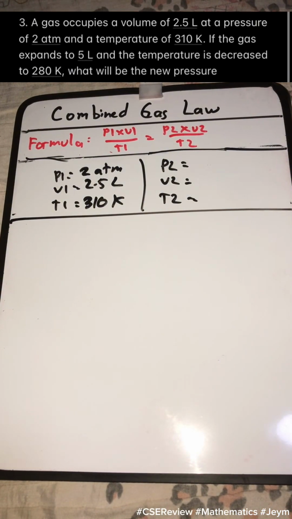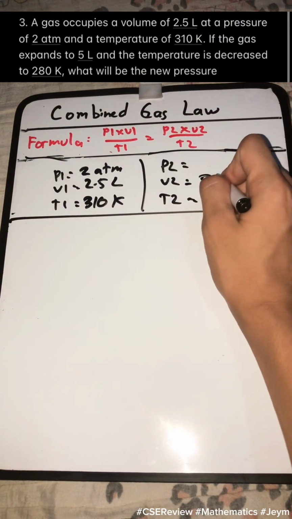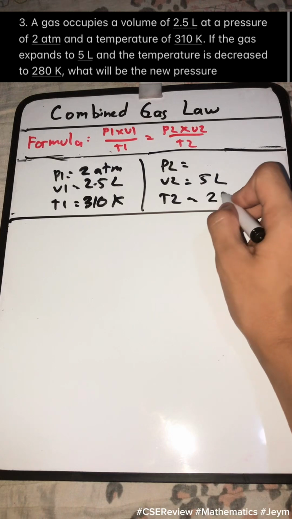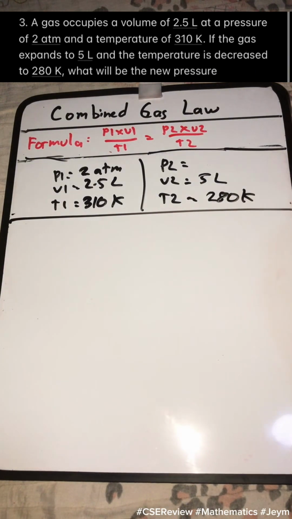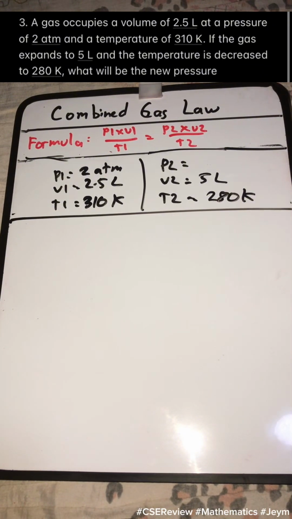So to proceed, if the gas expands to 5 liters, that will be our final volume, which is 5 liters. And the temperature is decreased to 280 kelvins. So we have final temperature, which is 280 kelvins. Before we proceed guys, since we have the variables and their values, we have to rearrange the formula first so that we can solve this.